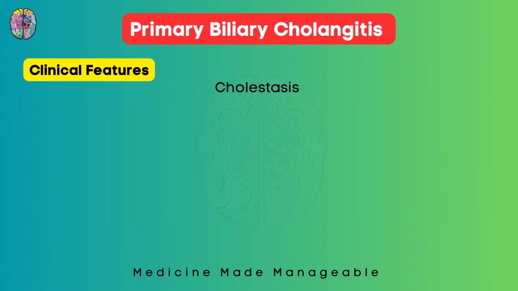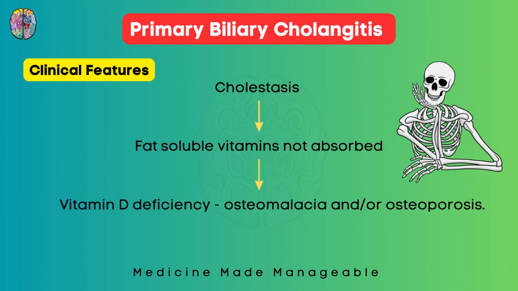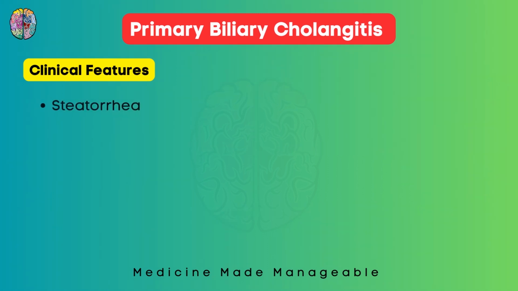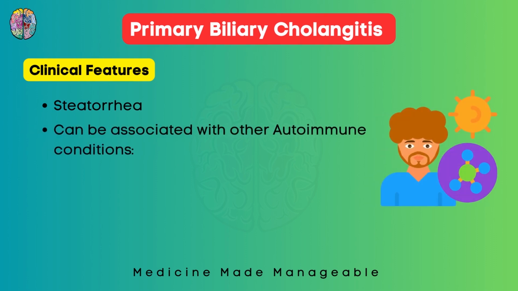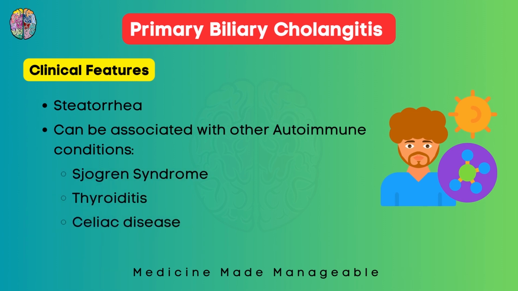Furthermore, because there will be cholestasis, the fat soluble vitamins will not be absorbed, because as you must be knowing, bile is necessary for the absorption of these fat soluble vitamins. An early manifestation of this can be vitamin D deficiency, which can lead to osteomalacia or osteoporosis. The patient can also have steatorrhea, and also very important, this disease is associated with other autoimmune conditions like Sjogren's syndrome, thyroiditis, and celiac disease.